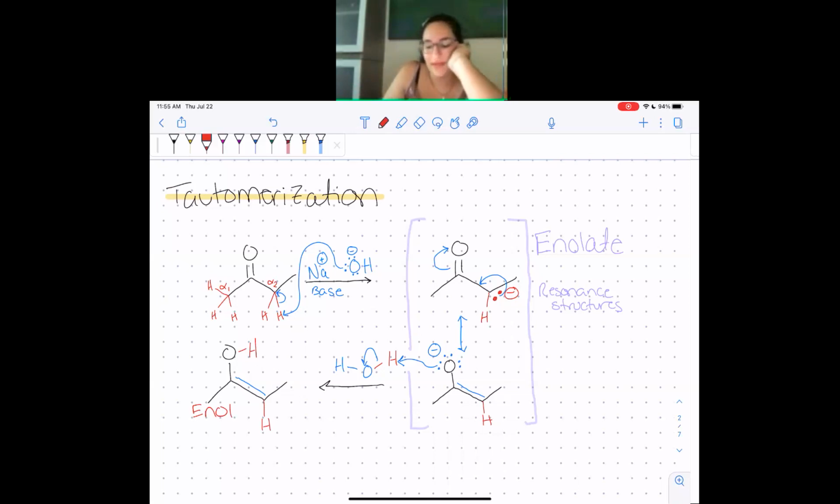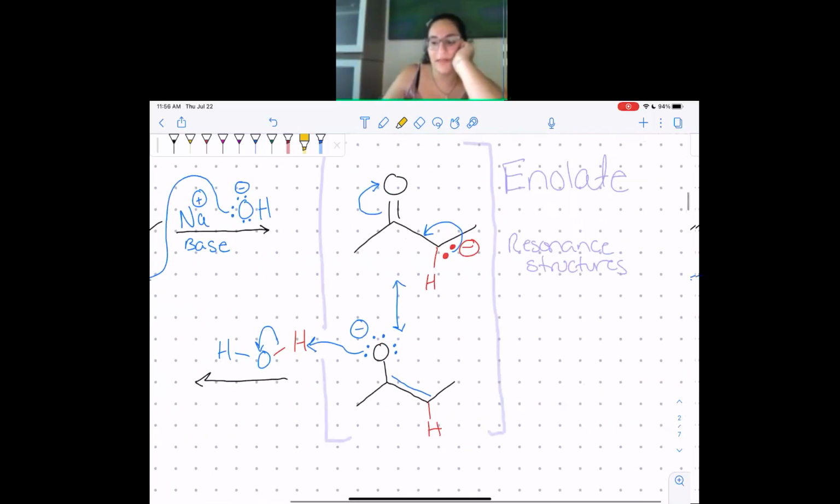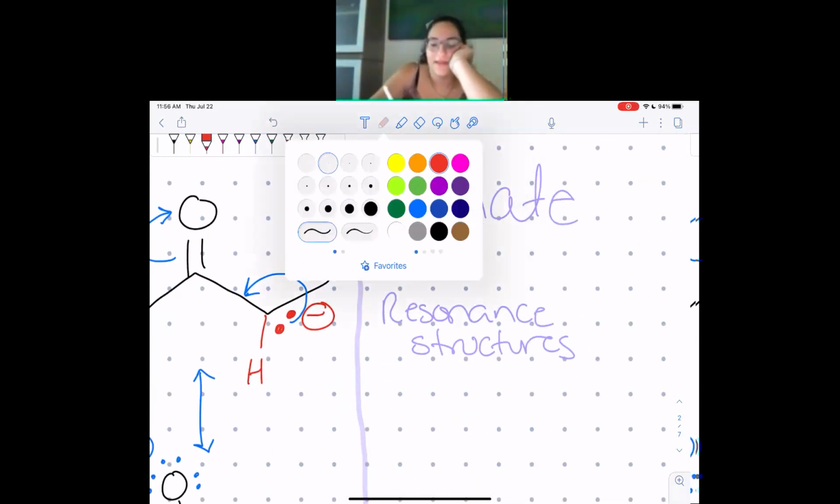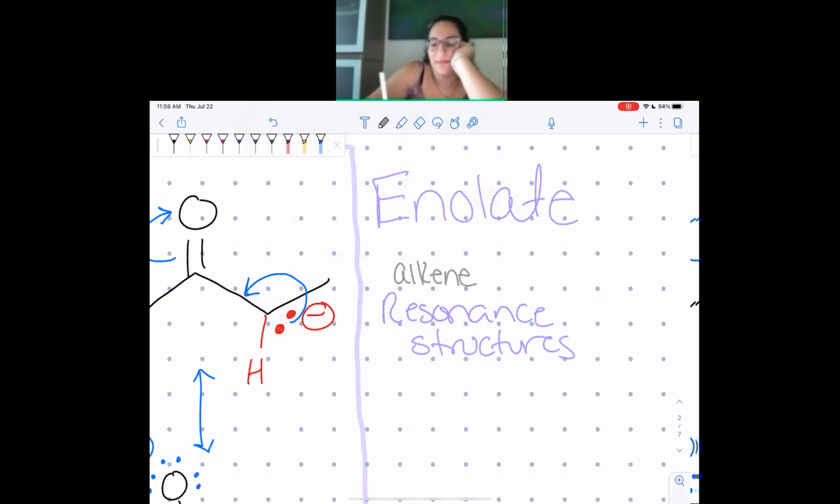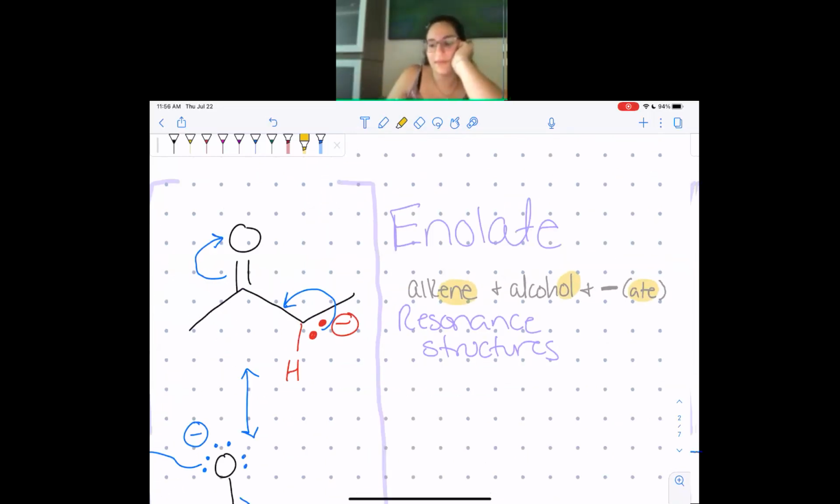The way we remember those two names is we have an alkene plus an alcohol. We get an enol. For the intermediate, it's an alkene plus an alcohol plus a negative. And a negative charge usually gets the suffix ate. So we get an enolate. So let me zoom out so you can see those together.